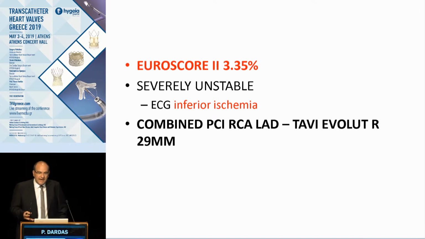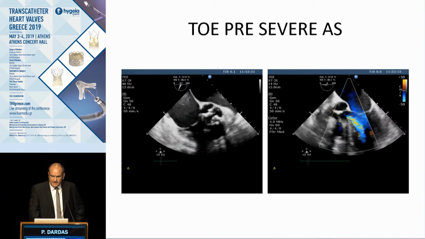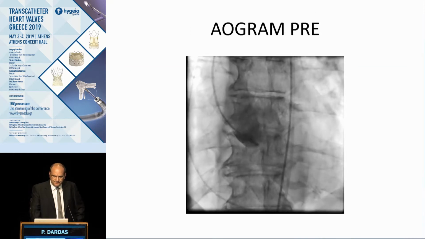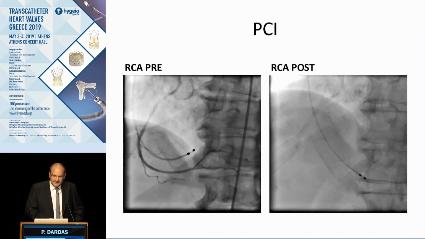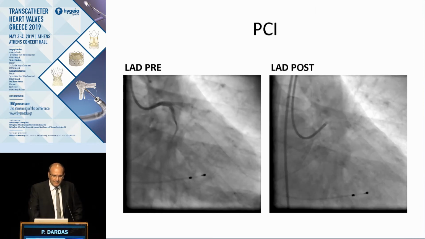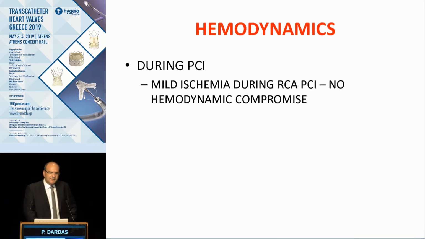Because it was quite unstable, we decided to perform PCI and TAVI on the same occasion. And when he came down, he had ECG changes of inferior ischemia. So you can see the valve here and the aortogram. So this is the right coronary artery before and after putting a stent. And this was the proximal LAD, moderate plus lesion. We put a stent on the proximal LAD. And during the PCI, he didn't have a lot of ischemia. Very mild ischemia during the RCA PCI, but no hemodynamic compromise.